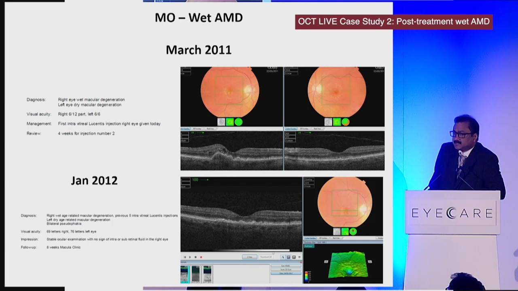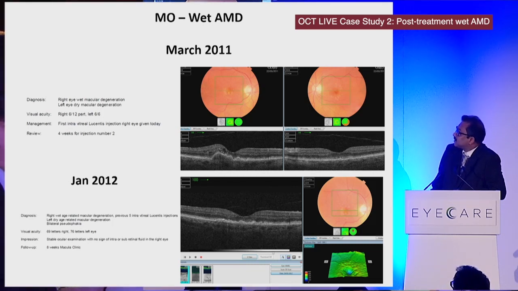This is our first patient, Marion ONeill. She presented to me for the first time in March 2011 with some distorted vision in the right eye. At that time, her vision was 6/12 in the right and 6/6 in the left eye. And if you look at the OCT in the right eye, you can see some pigment epithelial detachment there and some intraretinal fluid. So we did a fluorescein angiogram which confirmed wet macular degeneration, and the patient was listed for injections in the right eye.